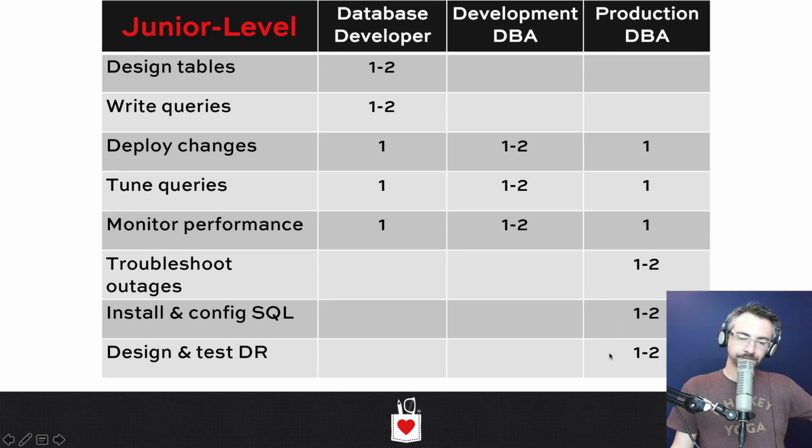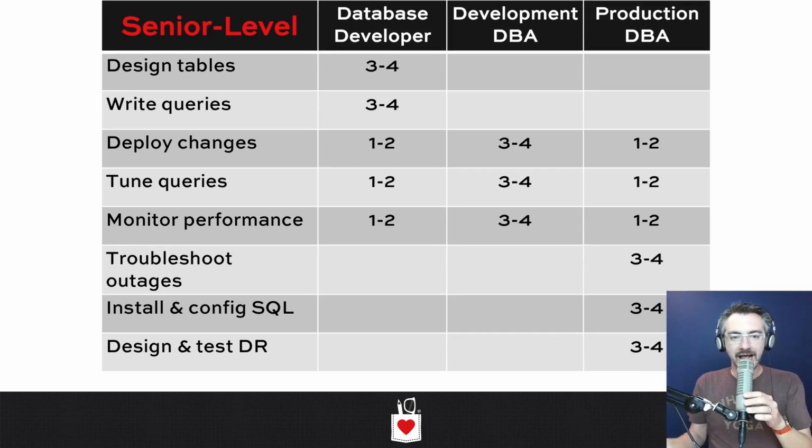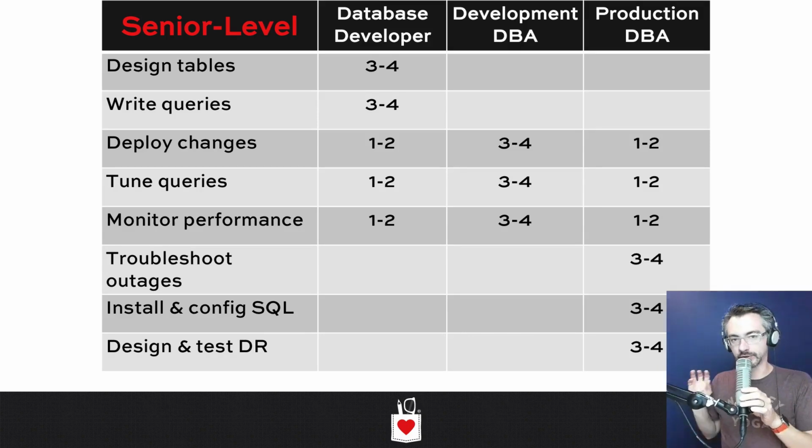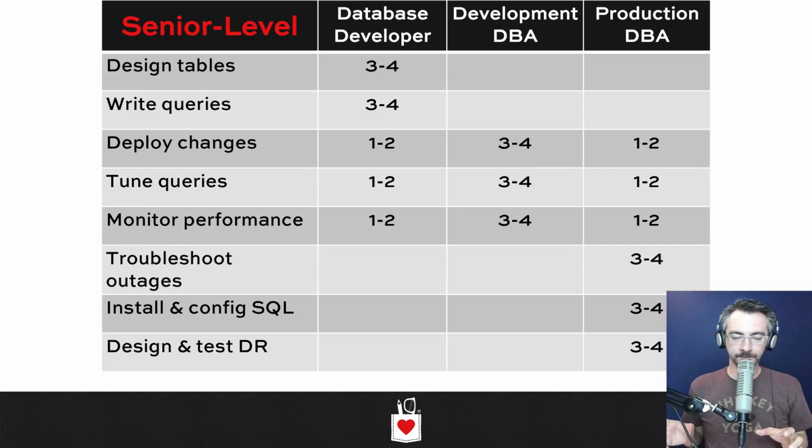If you're a production DBA, I expect to see 2s on troubleshooting outages, installing and configuring SQL, and designing and testing DR. When you're a senior, I don't expect you to say, I have 4s across the board, because again, SQL Server's area of surface is just way too big. So instead, when someone says that they're a senior, I expect to see a 3 to a 4 in their areas of specialty. Not across the board, just their areas of specialty. This starts to determine what your job title really is.